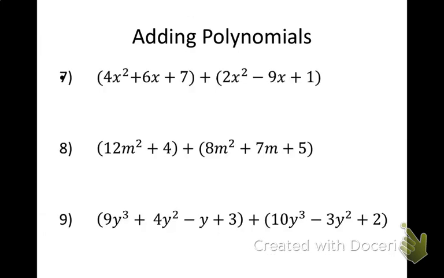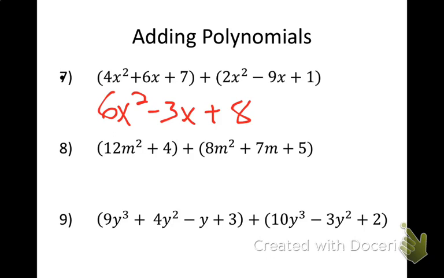So if I look at number 7 here, 4x squared plus 6x plus 7 plus 2x squared minus 9x plus 1, I'm looking to combine like terms here. Sean, what would that be? 6x squared minus 3x plus 8 is correct. Nice job, sir. Again, combine x squareds with x squareds, x's with x's, constants with constants.